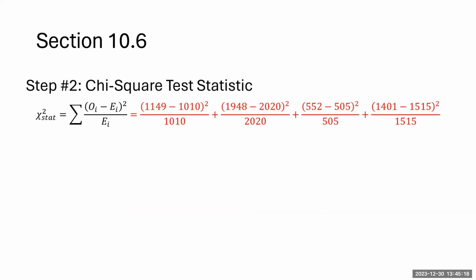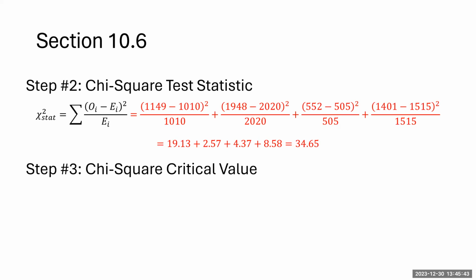Here's what the values end up looking like. The first observed count was 1149. It gets matched with its expected count of 1010. Next is 1948, matched with its expected count of 2020, etc. So these have to match. If you want to double check the computations, you're welcome to. It comes out to about 34.65 for our test statistic. So again, this one is a little bit more challenging because each expected count is different.